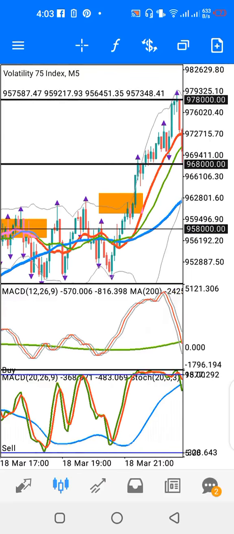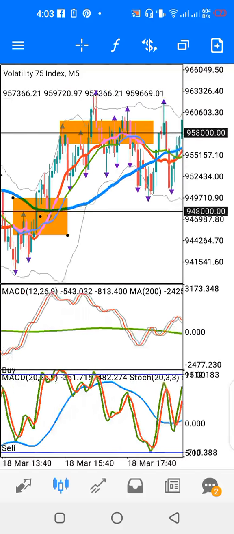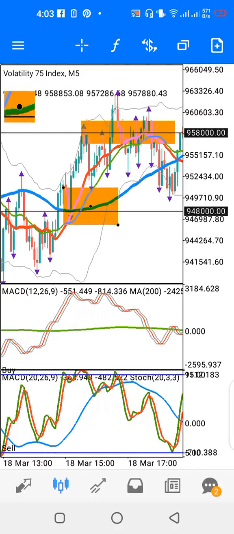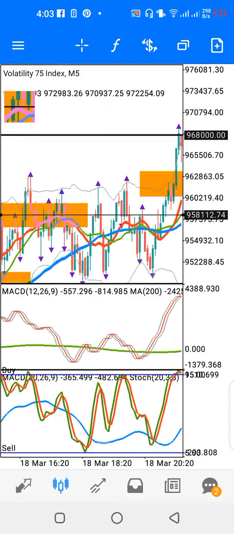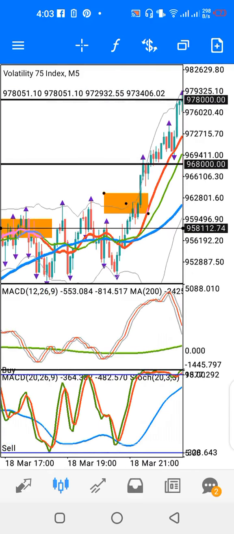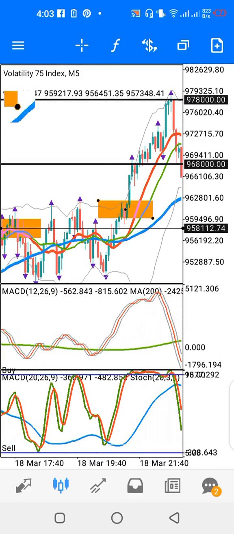The reason why you need the confirmation is to avoid the range, avoid the consolidation. So in as much as you have the signal, which is the buy, and then you have a rise, and then you have a rise above the initial rise, like a breakout, then that's your buy confirmation.